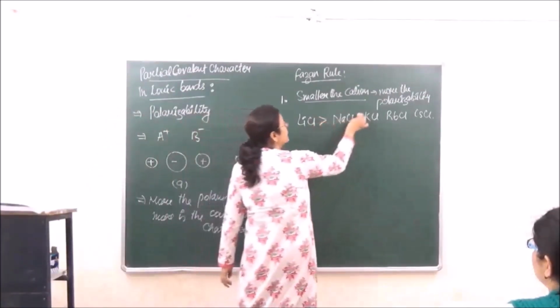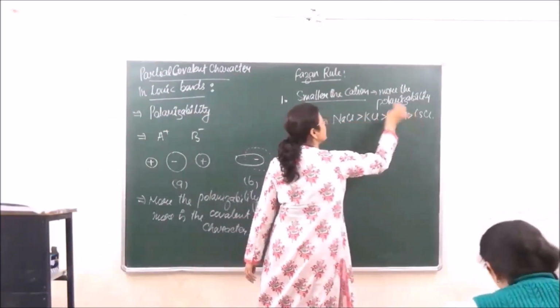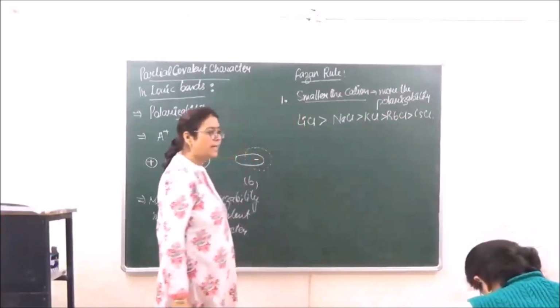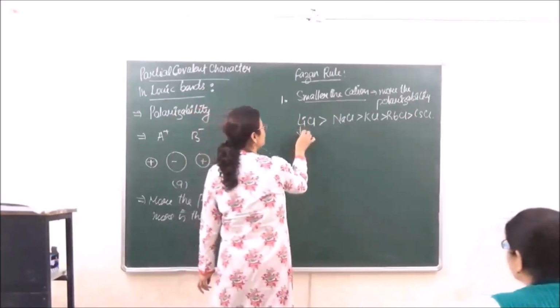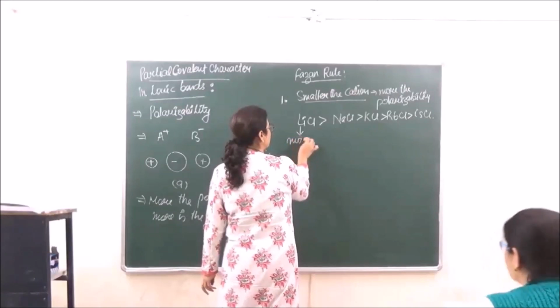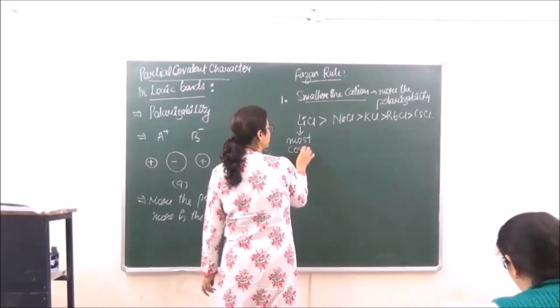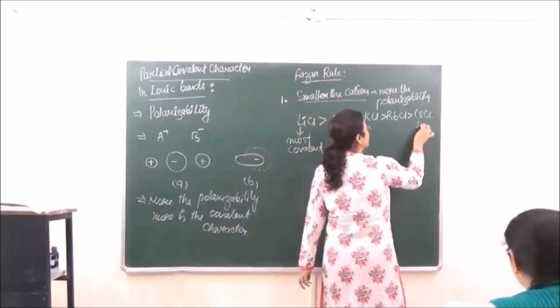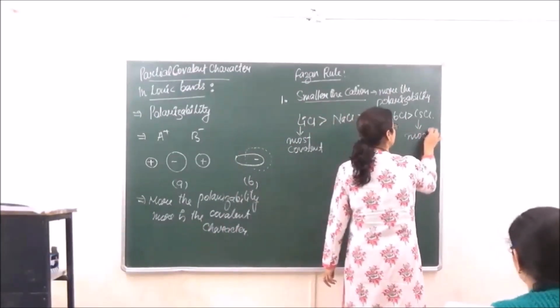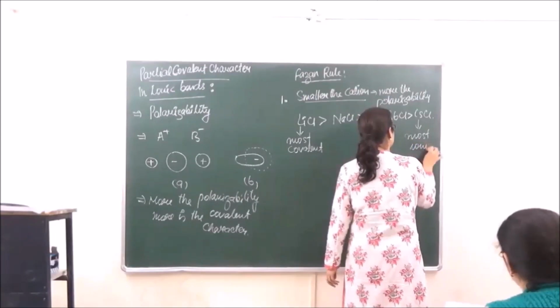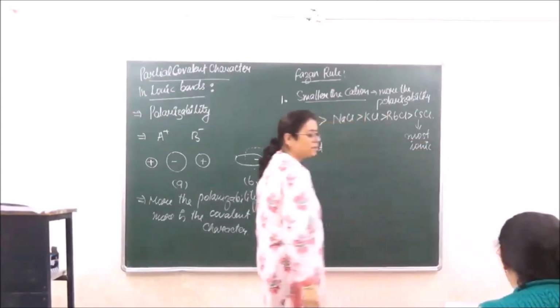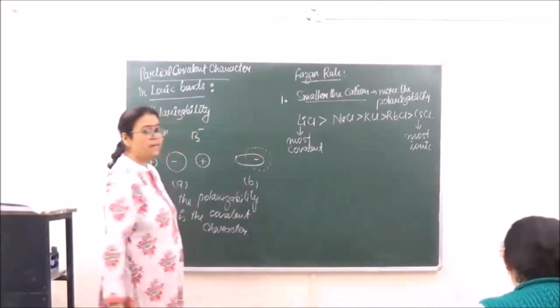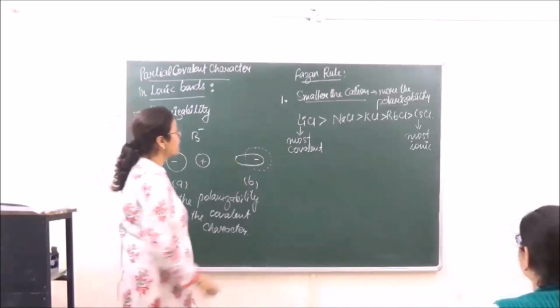So covalent character decreases down the group. Okay? So in this case, lithium chloride is most covalent, and cesium chloride is most ionic. Okay? Clear?